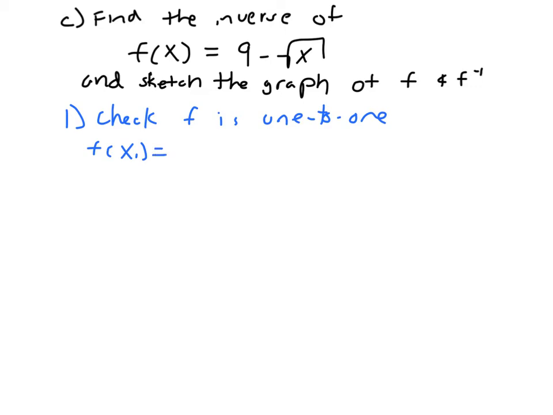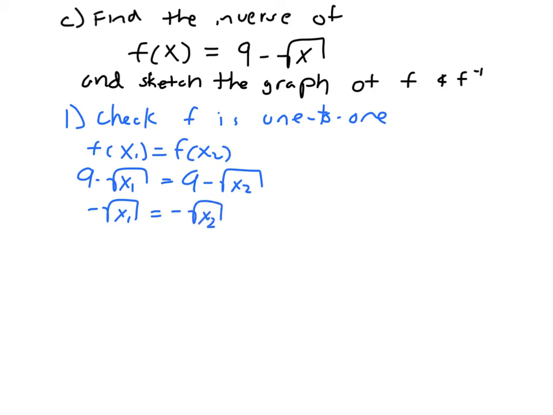We'll plug in x1, and we'll plug in x2, and if x1 equals x2, then we know we have a 1-to-1 function. So 9 minus the square root of x1 equals 9 minus the square root of x2. I'm going to subtract 9 from both sides. The goal is to solve for x1. Multiply both sides by -1 to get rid of the negative sign. Then square both sides. Okay, x1 equals x2, perfect. That is a 1-to-1 function.